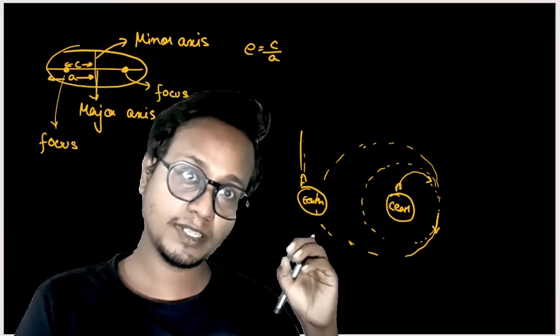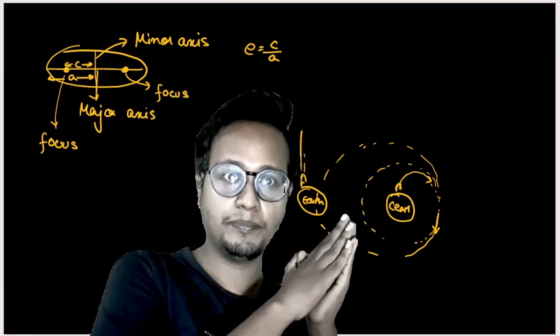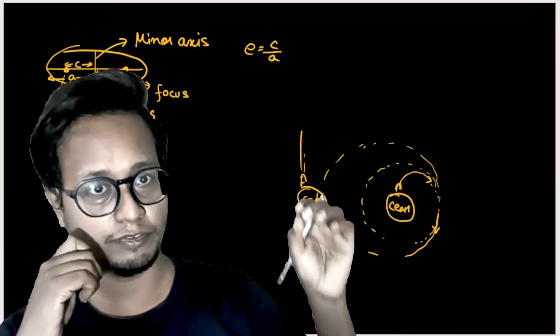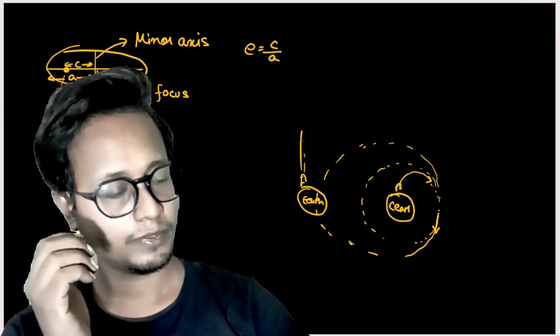After that, I'll start with the derivation. Why? Because once you get into the derivation, things are going to get a little bit complex. So first I'll give you the simplified formula that you have to remember, and then I'll start with the derivation. That much is clear. Okay.